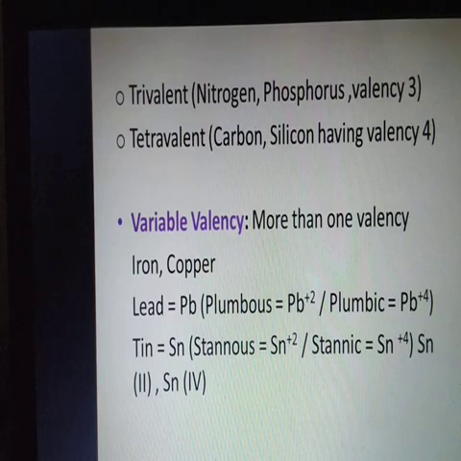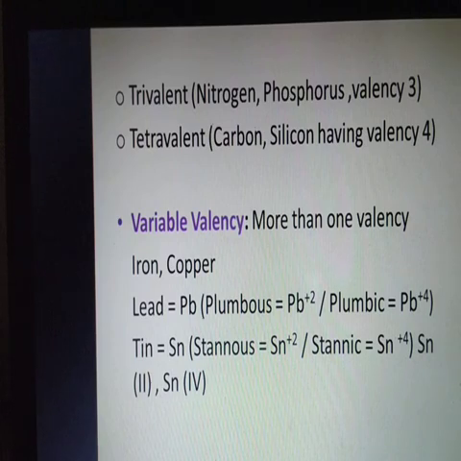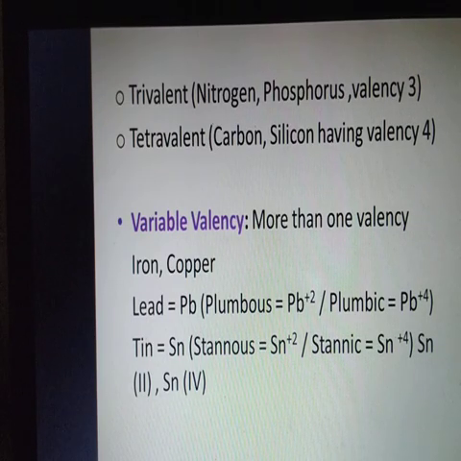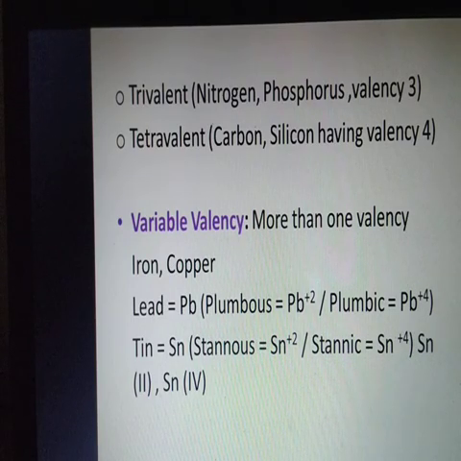Remember one thing: for variable valencies, the lower valency takes the suffix -ous, and the higher valency takes the suffix -ic. Ferrous is 2 and ferric is 3, the higher valency. Cuprous is 1 and cupric is 2. Plumbous is 2 and plumbic is 4. So lower valency is -ous, higher valency is -ic.